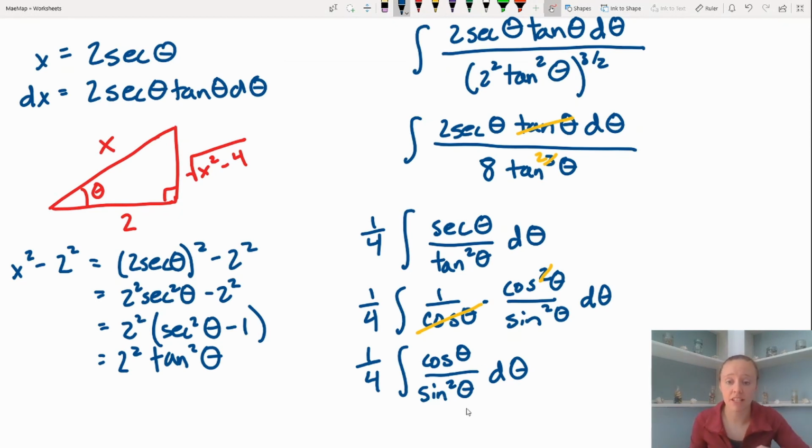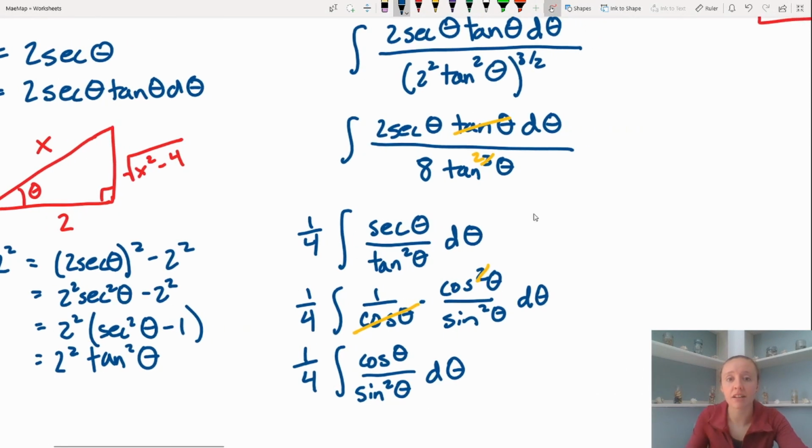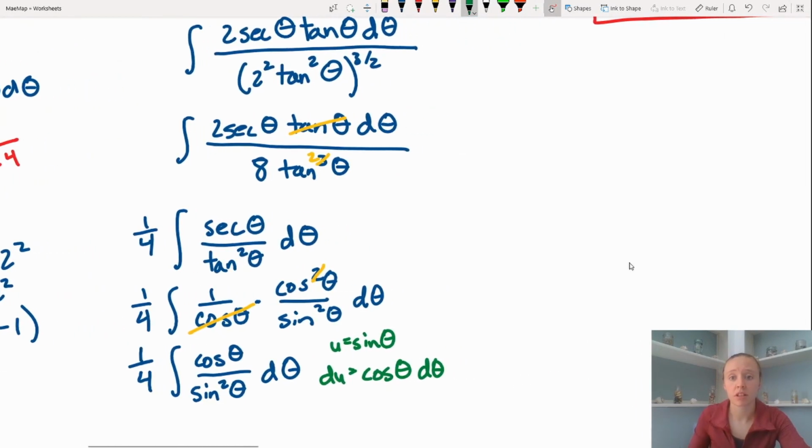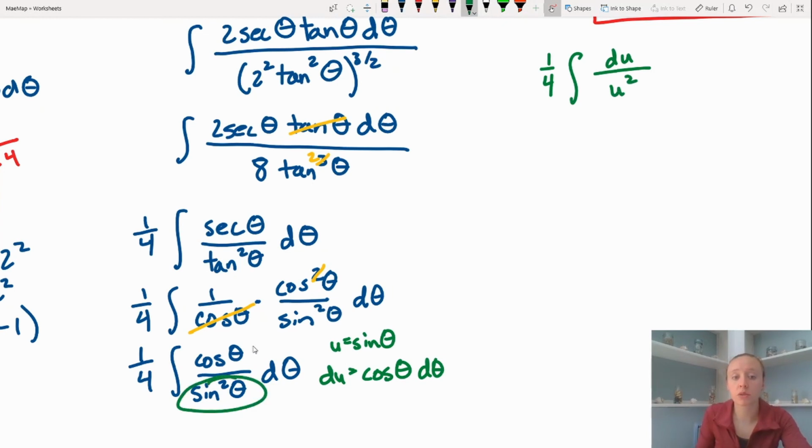Now I have a good u substitution because the derivative of sine of theta is cosine of theta. So if I set my u as sine of theta, then my du is that cosine of theta d theta. So let's go ahead and make this substitution. So I'll have 1/4, and this will be du all over u squared. My u is sine of theta, so 1 over u squared du.